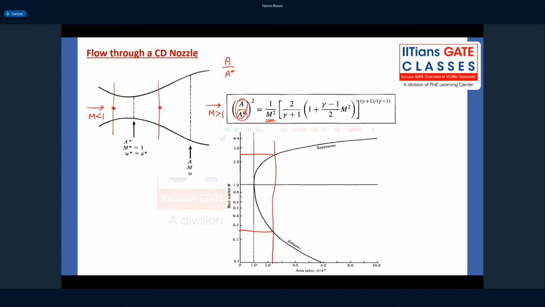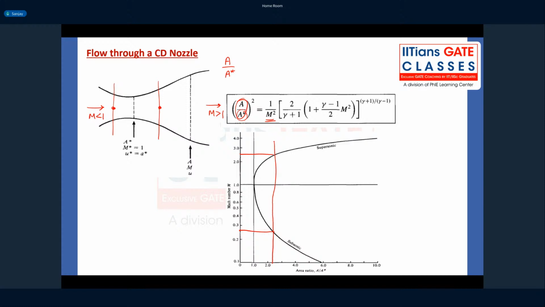When A by A star is exactly equal to 1, where A is equal to A star, the Mach number is going to be equal to 1, which is the sonic flow or the throat condition. So this is about how you relate the geometry of the CD nozzle to the flow Mach number. If you look at your gas tables, you will see that they have tabulated the values of A by A star against different values of Mach number. So you can directly look up the values there. You need not remember this relation, even for the exam. This will either be given to you or you can look it up in the gas tables.